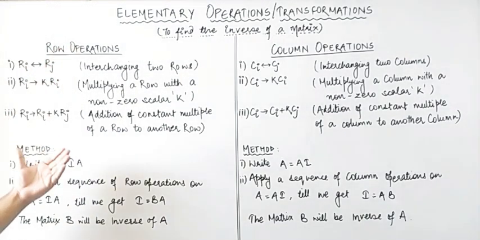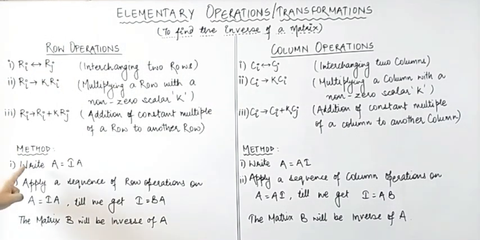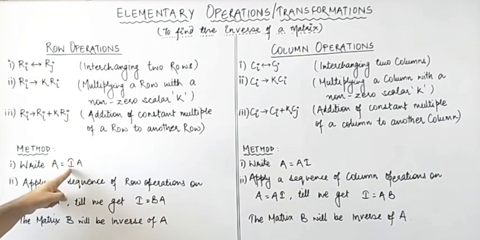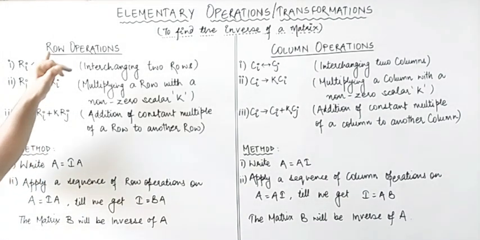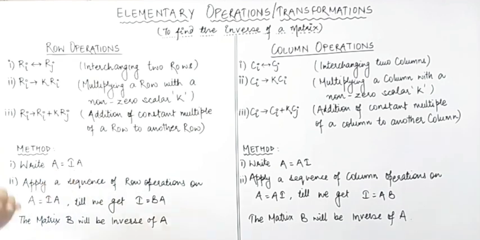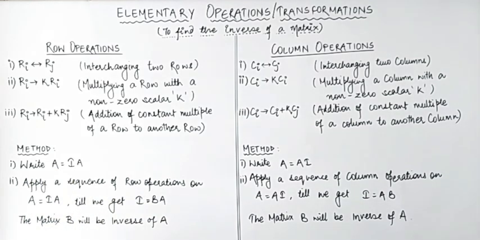First, we will discuss row operations. We have to write this matrix A is equal to I times A. We all know that multiplying any matrix with the identity matrix, the result is again the same matrix. So, in row operation, we have to write A is equal to IA. Now, what we have to do is we have to apply a sequence of these three row operations on this A is equal to IA till the time we get I is equal to BA.